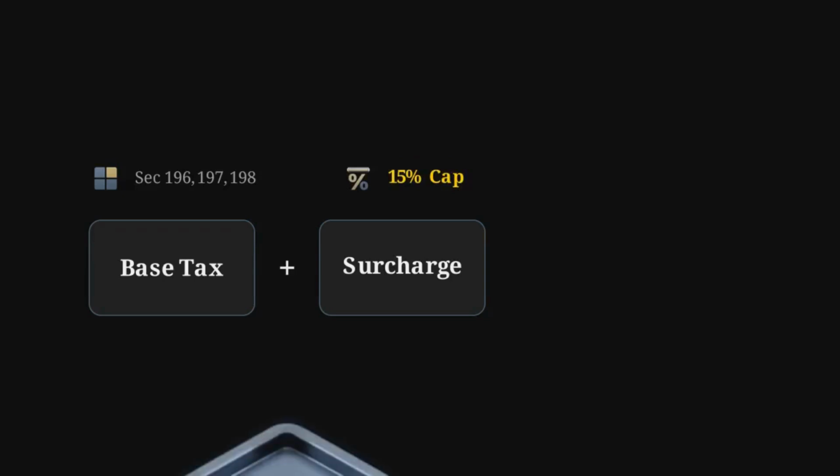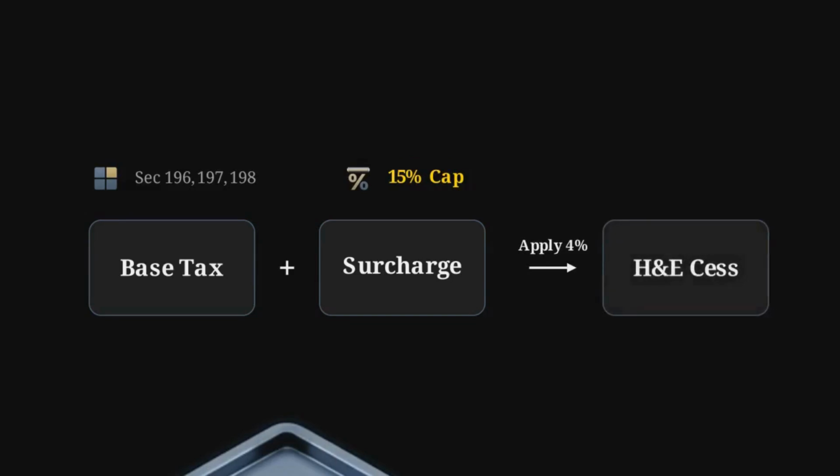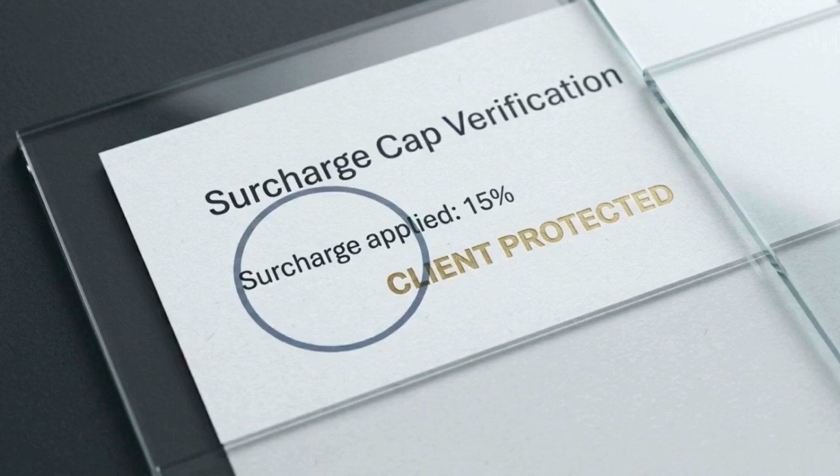The law requires a specific sequence. Health and education cess must only be computed after the capped 15% surcharge has been added to the base tax. Correctly enforcing this 15% cap is a mechanical requirement that protects the client from overtaxation on large transaction values.